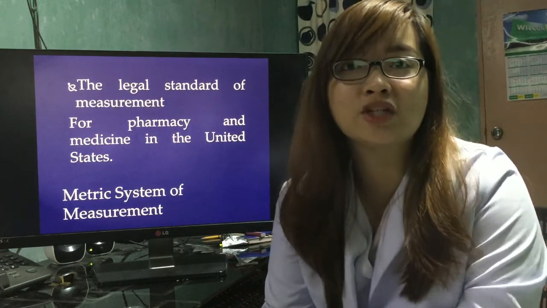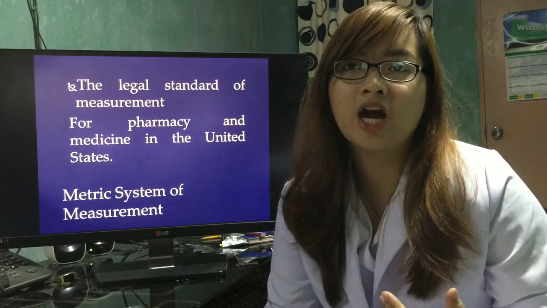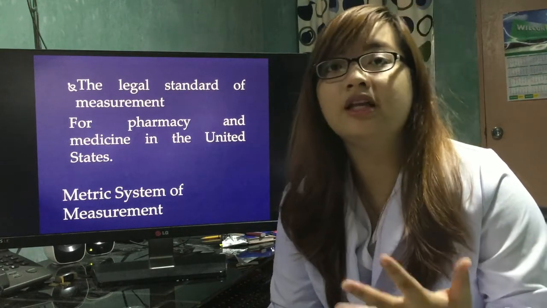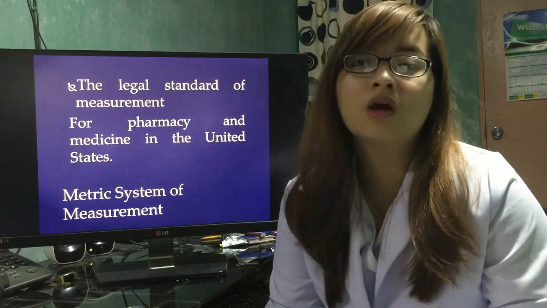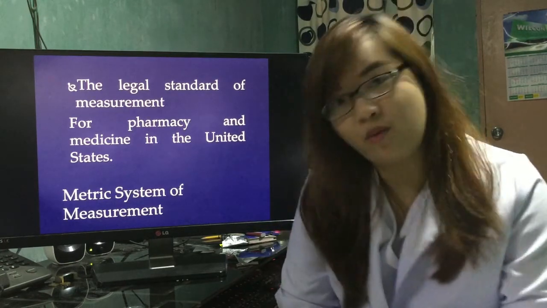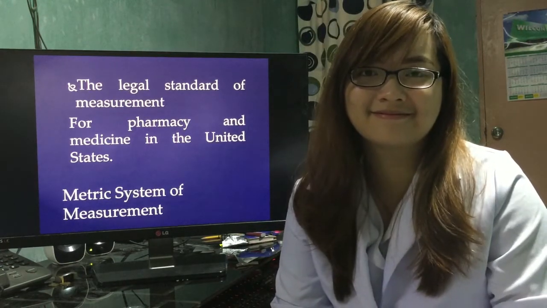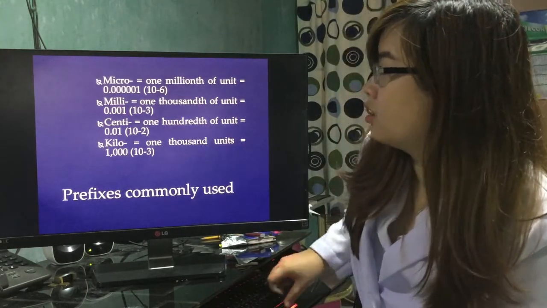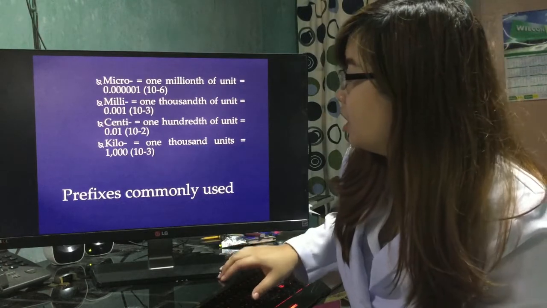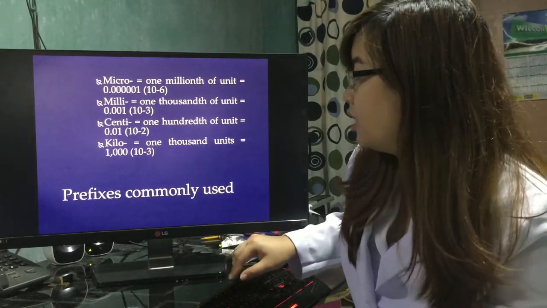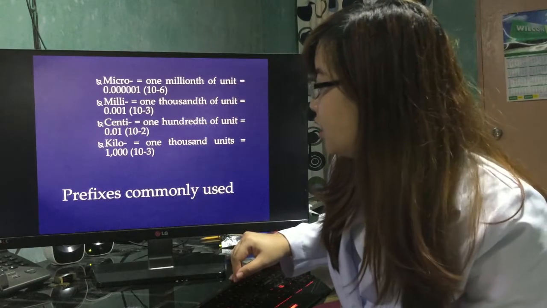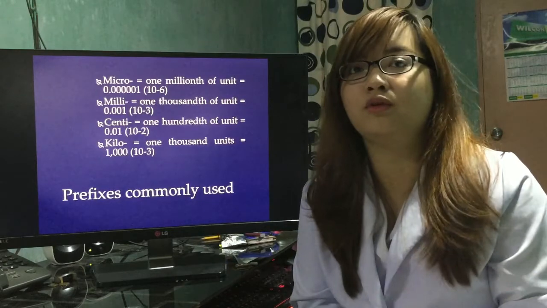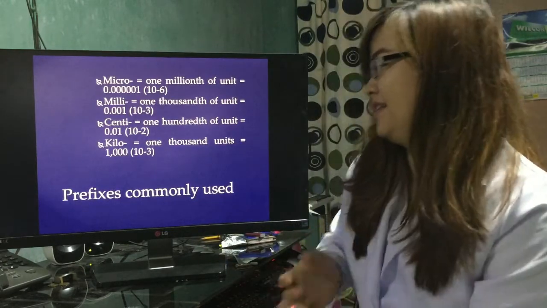The basic units of measurement in the metric system are the meter for measuring length or distance, the liter for measuring liquid volume, and the gram for measuring dry weight. Next are the prefixes commonly used. Micro is equal to one millionth of a unit, milli one thousandth of a unit, centi one hundredth of a unit, and kilo is equal to 1,000 units. The other prefixes are included in our written report if you just want to scan it, guys.